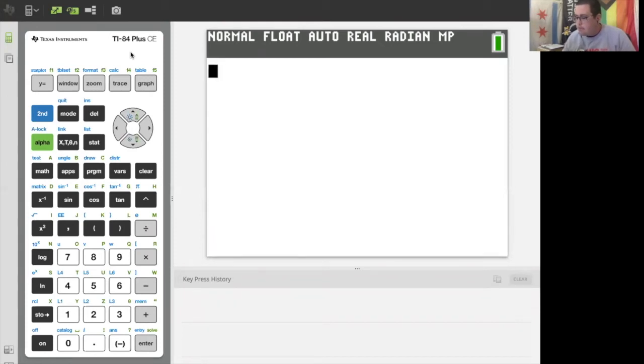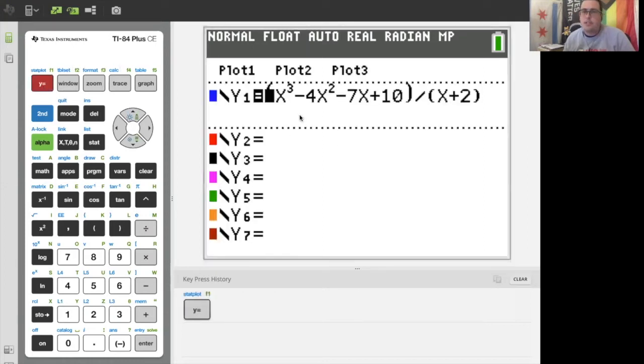So for this problem number 2, I want to remind you, it asks us to create our own table of values to evaluate a specific limit. And so what I did first with my calculator is I typed the equation into y1. So I've got x cubed minus 4x squared minus 7x plus 10 in parentheses, and that is all being divided by x plus 2 in parentheses. You can use that special feature on your calculator if you've got a newer one where it turns it into a fraction. That would work as well.